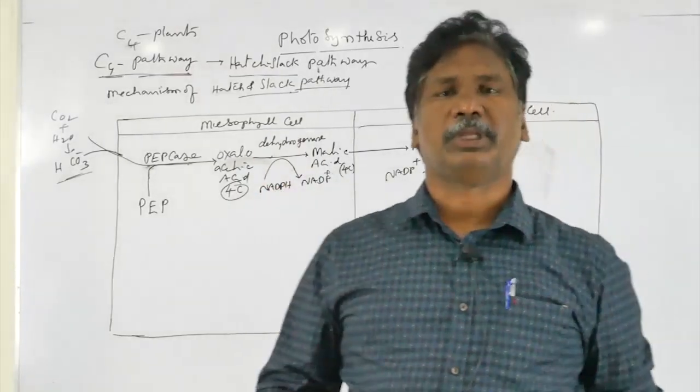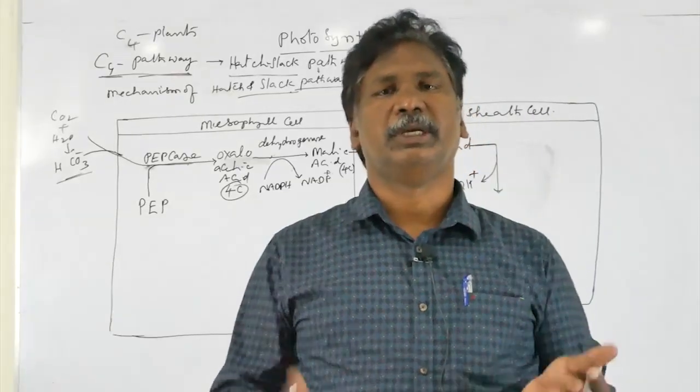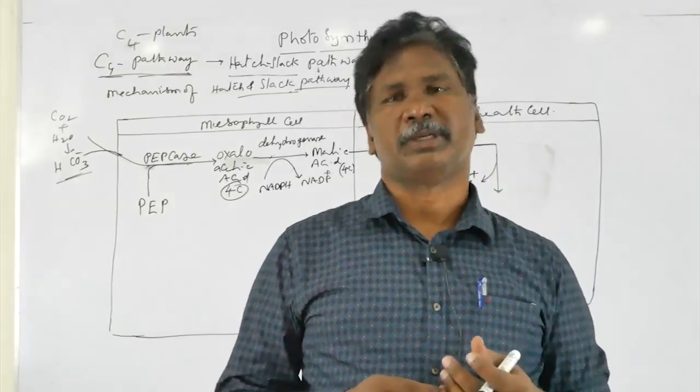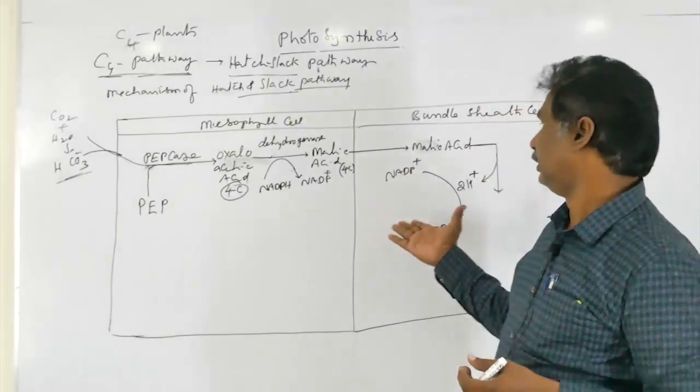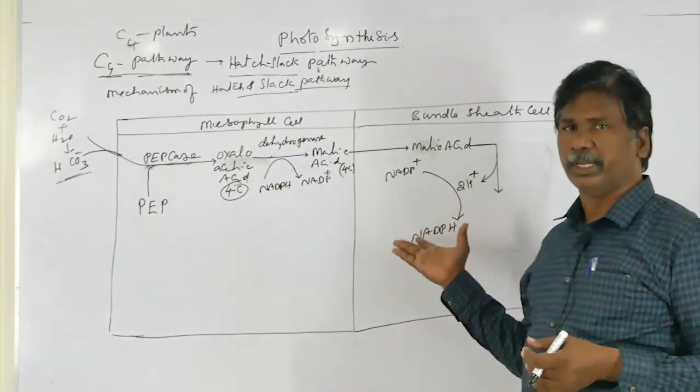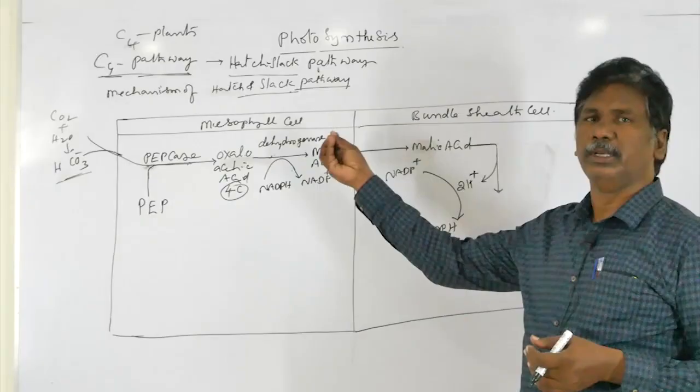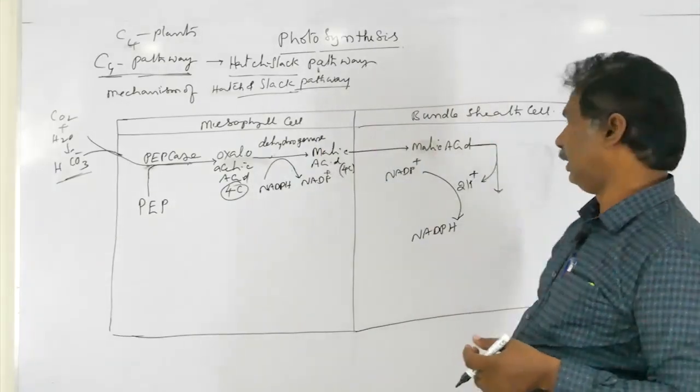That's why both compensate each other. So there is no extra NADPH required in the C4 cycle.